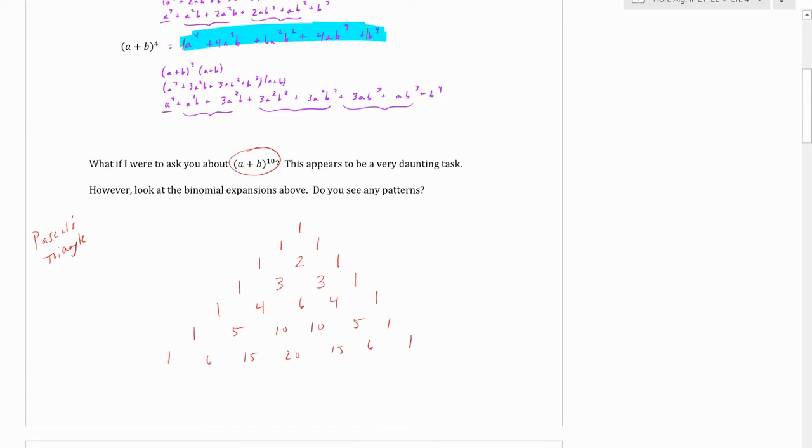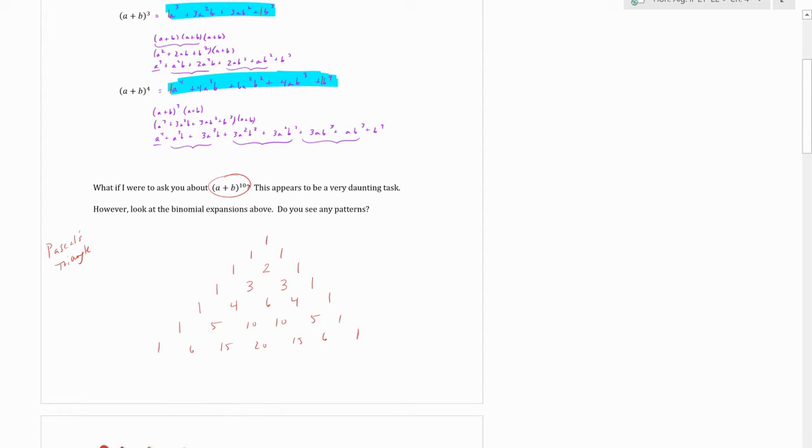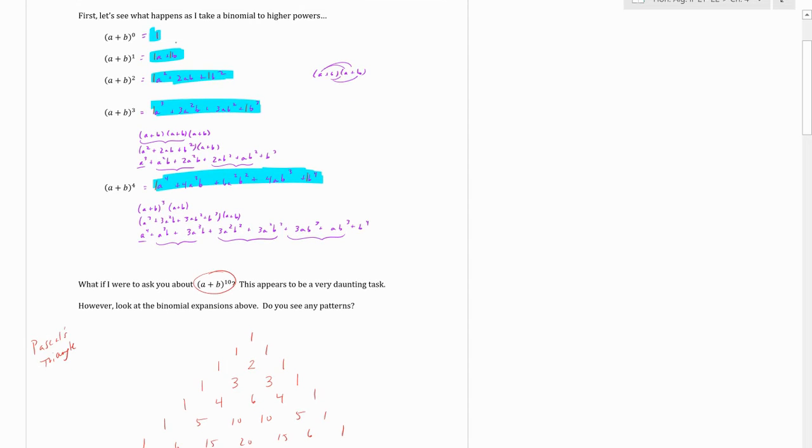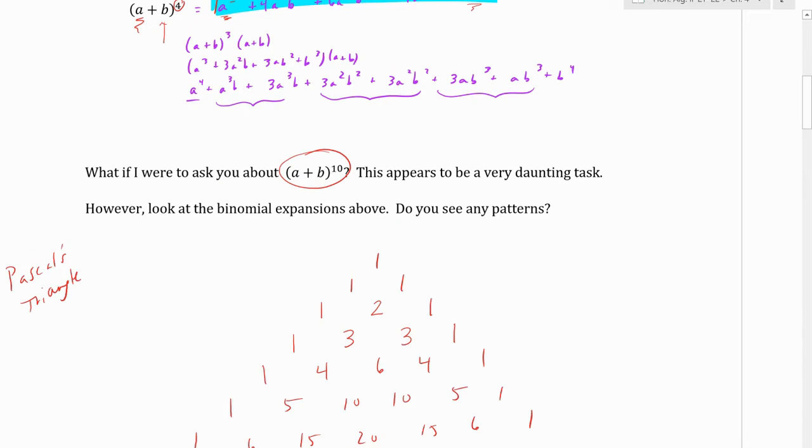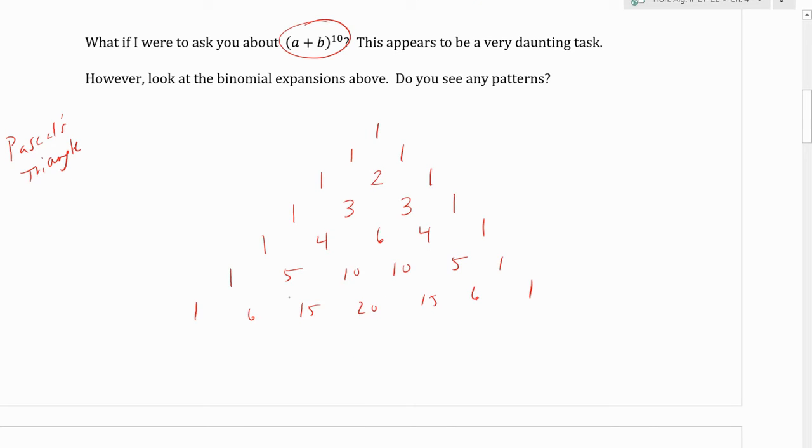I can sit here and do this all day. But these are the coefficients of each of these rows: 1, 1, 1, 1, 2, 1, 1, 3, 3, 1, 1, 4, 6, 4, 1. And if you look at what's going on with the powers, if it's to the 4th power, whatever the front term is, you start out with all 4 of those, and then it loses a power every time until there aren't any. But whatever the second term is, you start out with none of those and you gain 1 every time until that's all there is. So I don't want to sit here and go a plus b all the way to the 10th, but I got to this row.